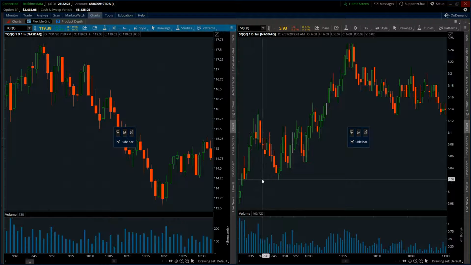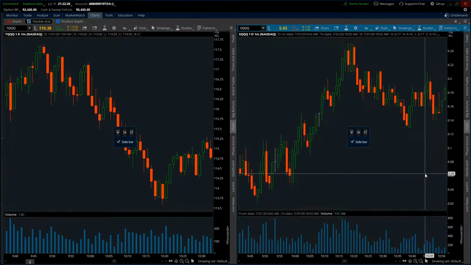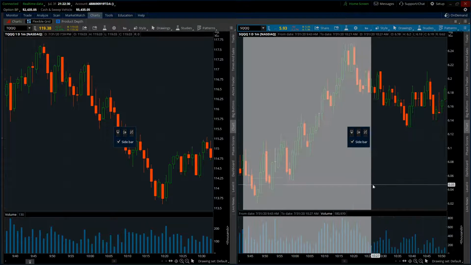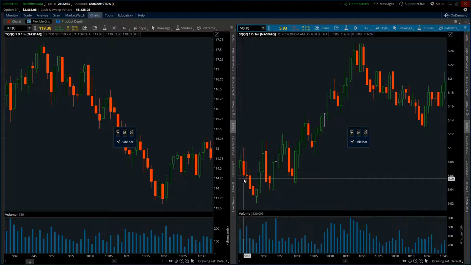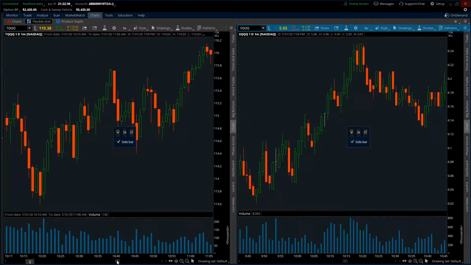So I think I'm zooming in a few less days here. Let's say about this much. A little bit more. Yeah, that looks like the same amount of bars here and here, right? Roughly. Alright, so I'm supposed to move it with this.